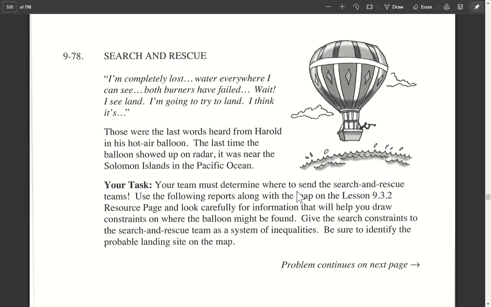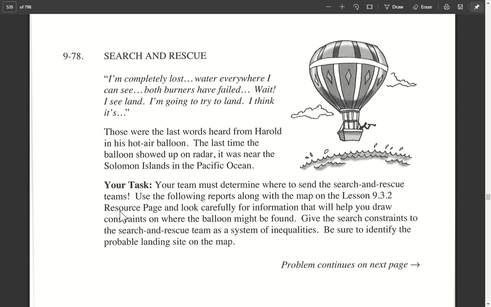But your team must determine where to send the search and rescue teams. Use the following reports along with the map on the lesson 9.3.2 resource page, and look carefully for information that will help you draw constraints on where the balloon might be found. Give the search constraints to the search and rescue team as a system of inequalities. Be sure to identify the probable landing site on the map. So we're going to see 2 things: a series of constraints, right? Those are going to be equations, a system of inequalities that you turn in to me.